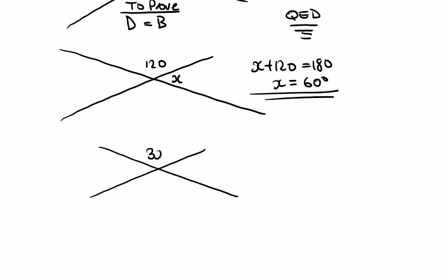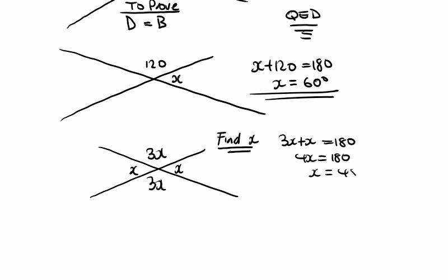If I say that this is 3x, we could be given a 3x and an x, and we can be asked to find x. Now in a diagram like this, there's two approaches. We can just look at the straight line and say 3x plus x is 180. So 4x is 180. So x is 180 divided by 4, which is 45 degrees. You could also add them all together and say it's equal to 360. 6 and 2, 8x is 360. And just using your calculator, you could just write down x is 45 degrees.